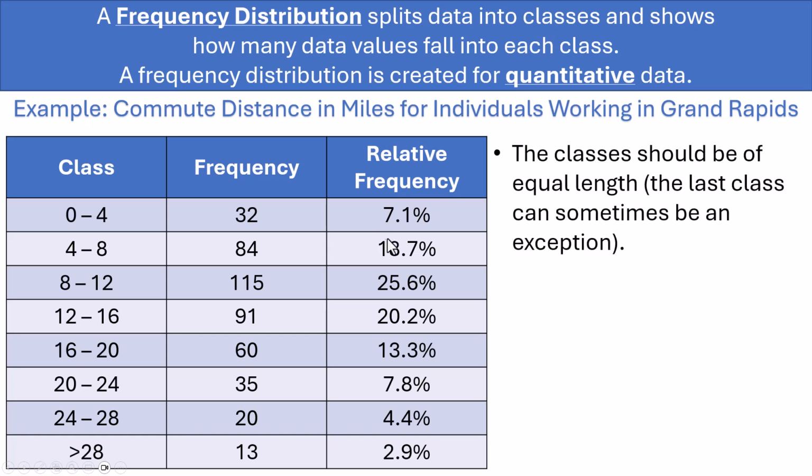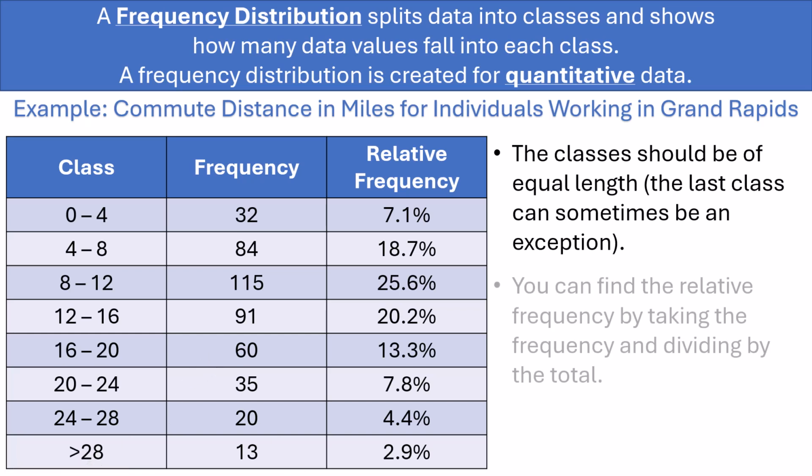Note that the classes should all be of equal length. So from 0 to 4, to 4 to 8, 8 to 12, each of these contain the same number of miles. Sometimes the last class will be an exception, which in this case is just greater than 28. As I already mentioned, you can find the relative frequency column by taking the frequency and dividing by the total of all the frequencies.